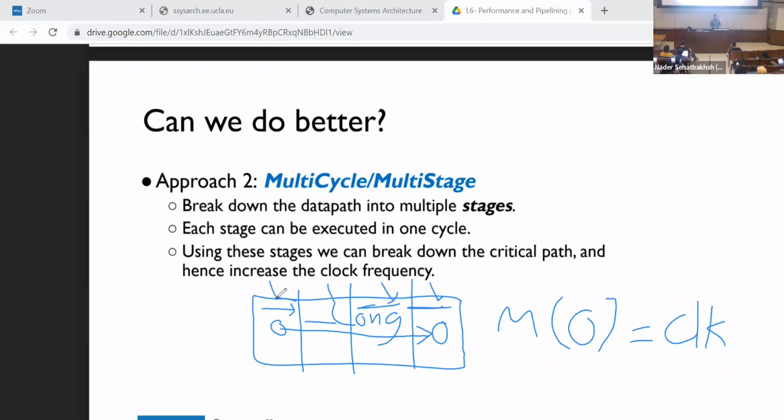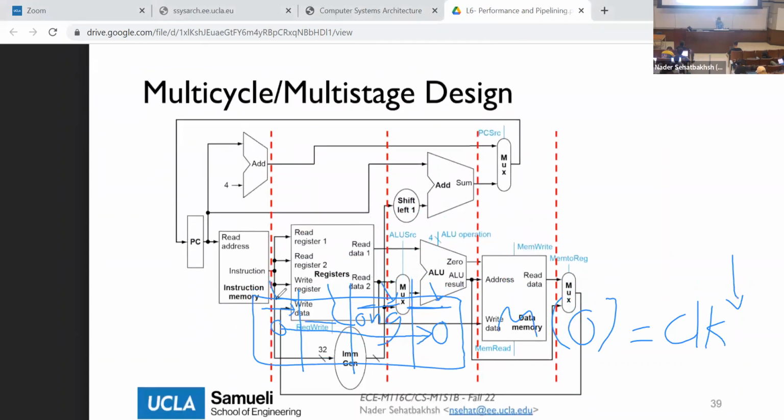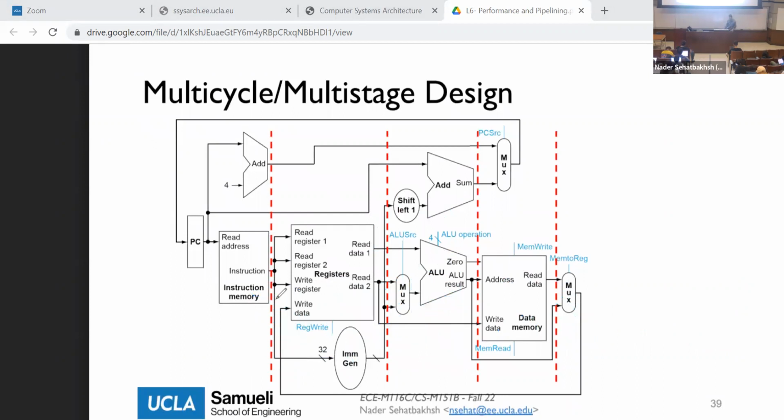And of course, since these are much smaller stages, with a much smaller amount of logic that needs to be computed, my clock cycle time will be reduced. So basically, I'm breaking down my critical paths into smaller pieces, and this way I reduce my cycle time. So just to show it in our design, we usually define it this way. This could be one way of making these stages. Of course, you can make it in many other ways.